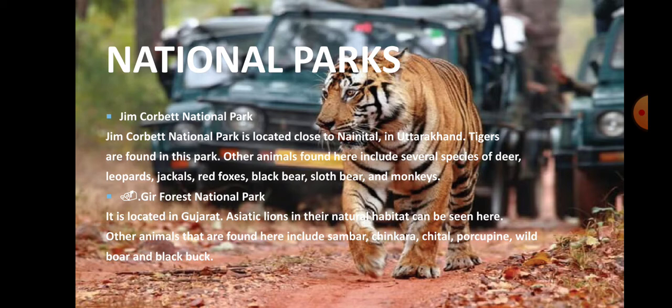Okay, students, when I talk about a national park, the first thing you should know is its name, the second is where it is located, and the third is what kind of animals are conserved there. Shall we get into it? So, where is Jim Corbett National Park located? It is located in Uttarakhand, and you can see tigers are found in this park. So tigers are mostly protected there.